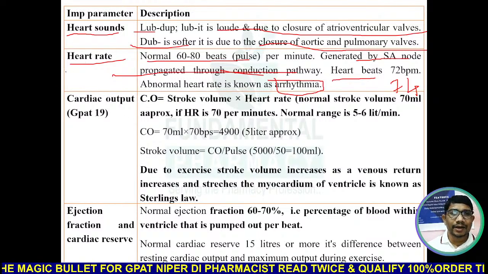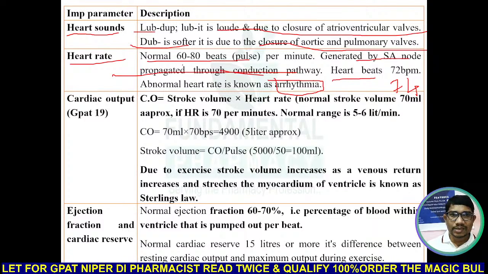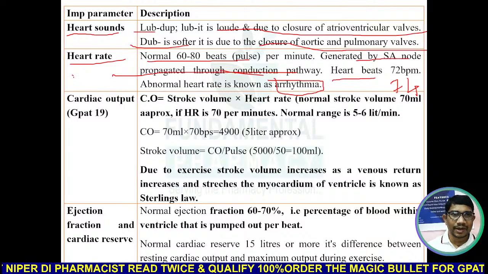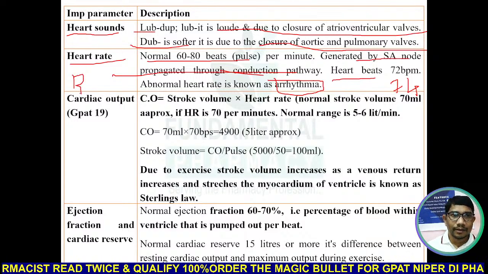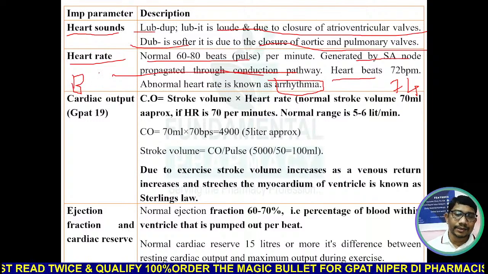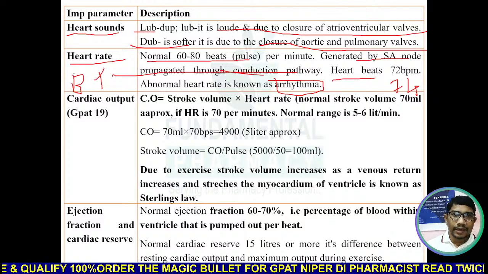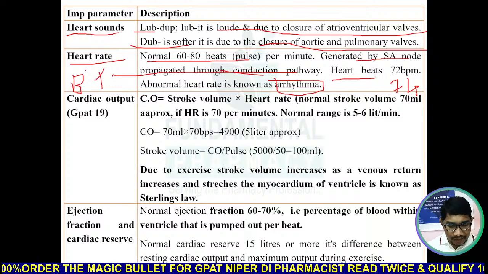A decrease in the heart rate compared to the normal heart rate, which is around 60 to 80, is normal. For example, if it is 40, that is known as bradycardia. Decrease in the heart rate is known as bradycardia, and increase in the heart rate is known as tachycardia.